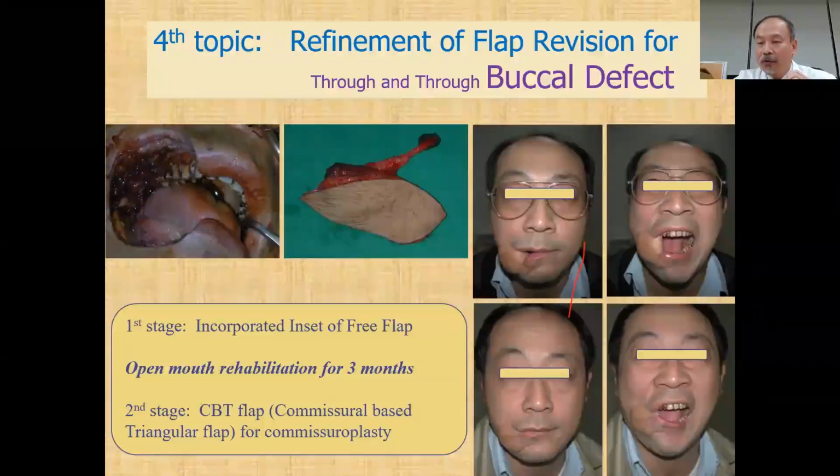So we want our patient to do aggressive rehabilitation, and then after 3 to 6 months we can do the commissuroplasty to achieve competence, and also the lip will not have a notch or aversion deformity.